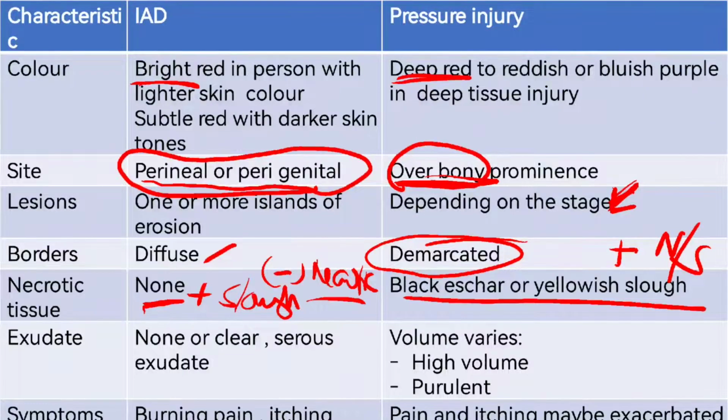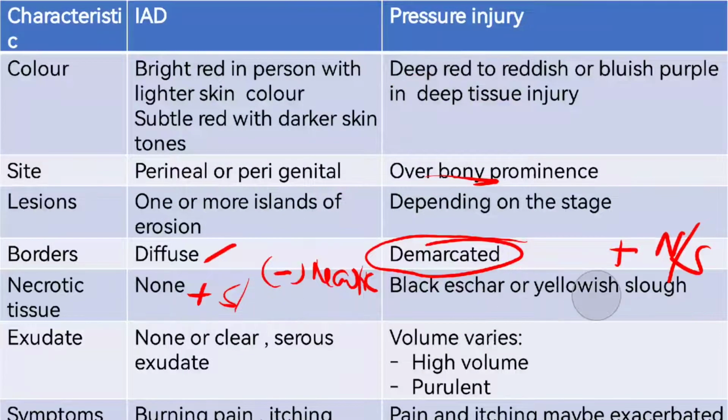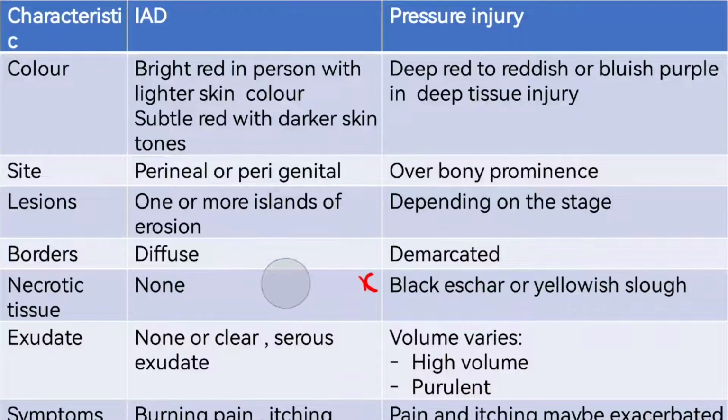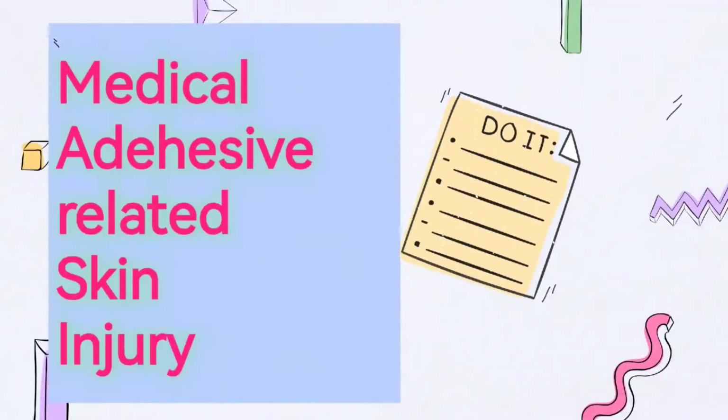But in short, the most common thing, how are we going to differentiate, is first the location. If it's sacral, it's moisture-associated, IAD. If it's on a bony prominence, it's pressure injury. It's basically just like that.